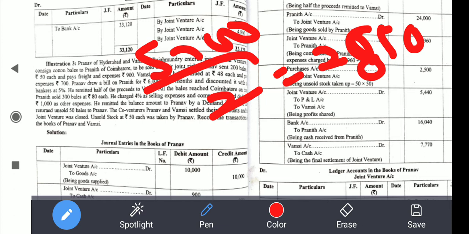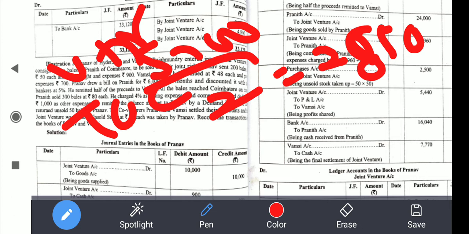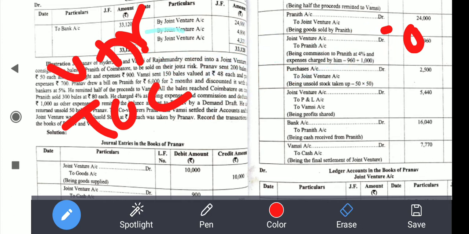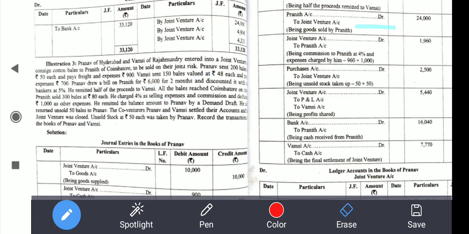What is the general entry? Cash goes out, so Vamshi Account debit to Cash Account 2,850. The actual amount is 5,700, but half of it was sent to Vamshi, that is 2,850.